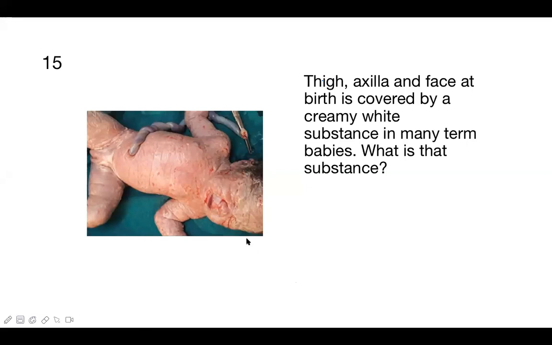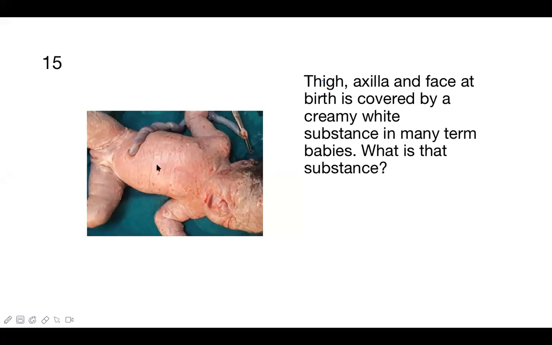Now, if I only consider this Vernix caseosa, then this baby is normal. But no other information was provided. What is the Apgar score and all those things are not provided. But you can answer this baby is normal because Vernix caseosa is a normal substance. It is a normal thing in the case of term babies, and the main function of this is that it will prevent heat loss from the newborn baby.